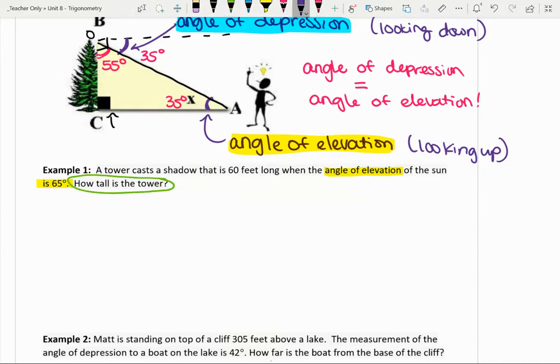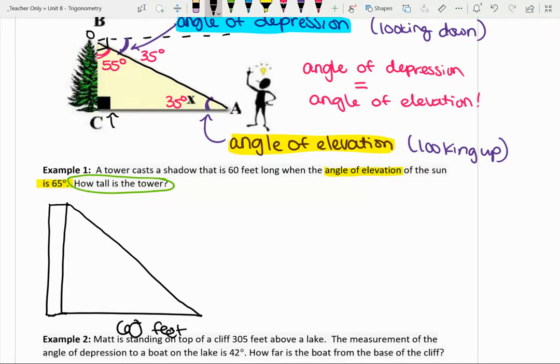So I'm going to draw just a quick little picture here. I've got my tower, and then the tower has a shadow that is 65, not 65 feet long, 60 feet long. And the angle of elevation of the sun is 65 degrees. So this inside angle here is 65 degrees, because that's looking up from the end of the shadow to the top of the tower. And then we don't know how tall the tower is, so I'm going to call that missing value x.